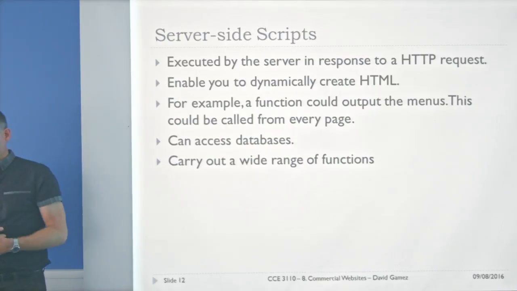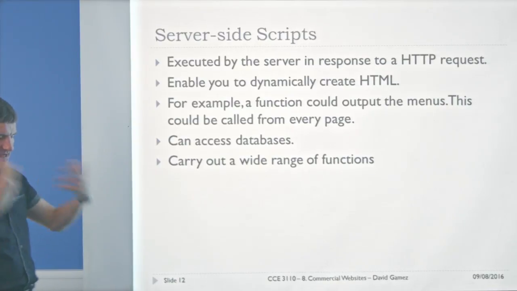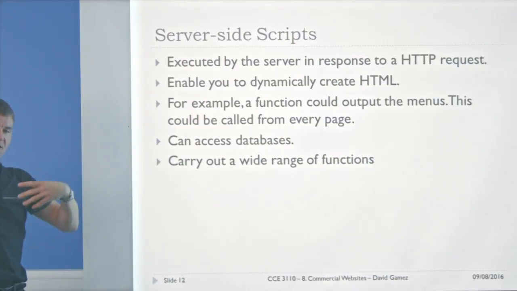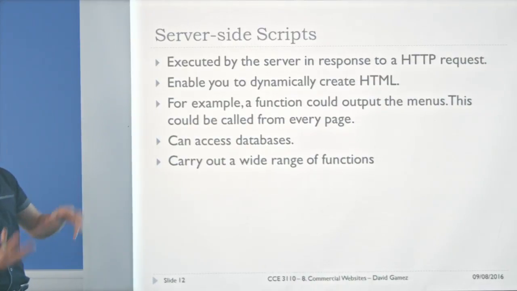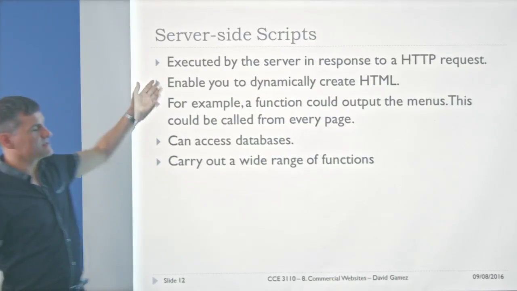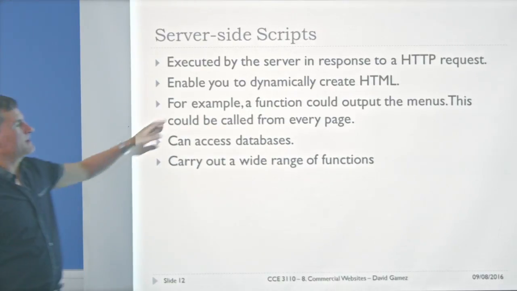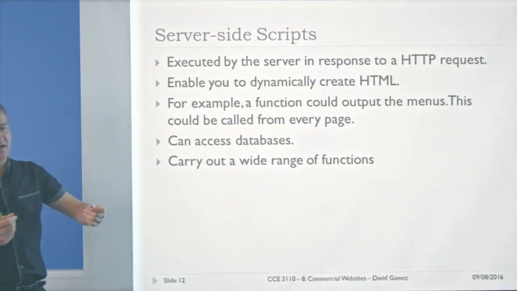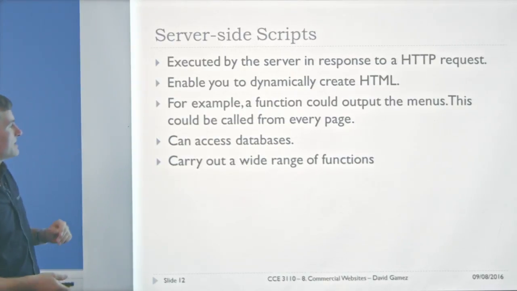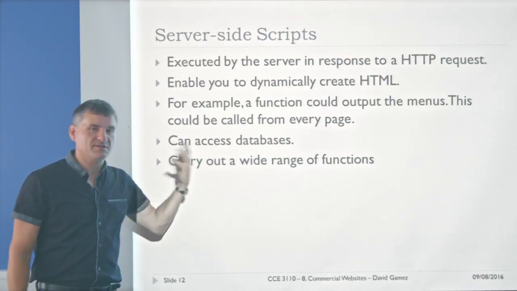So to get around this problem, we can use server-side scripts. A server-side script is executed by the server. When it receives the GET request from the client, it executes a script or program, and that program dynamically generates the HTML, either from scratch or in combination with specific little chunks of HTML that are embedded in the script, as I'll explain. So this enables you to dynamically create HTML on the fly, and you could have a function that outputs the menus, and that function could be present on every page, and the code for that function could just be in a single place, so it'd be much easier to update the navigation bar or that kind of thing. And as I'll explain later, these scripts are used to access and update databases. There's a wide range of functions you can do with these server-side scripts.